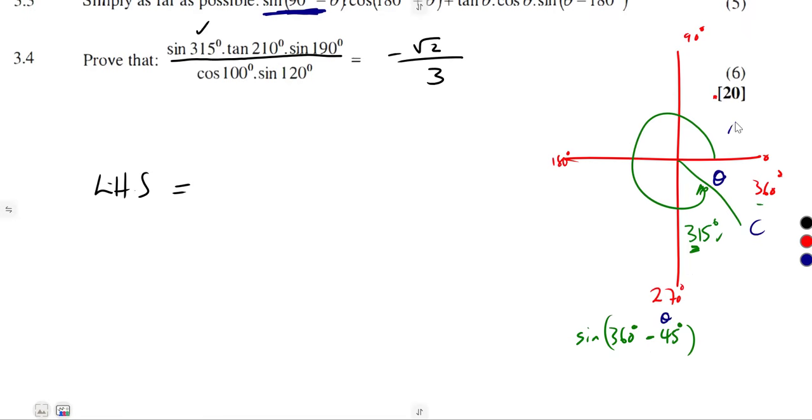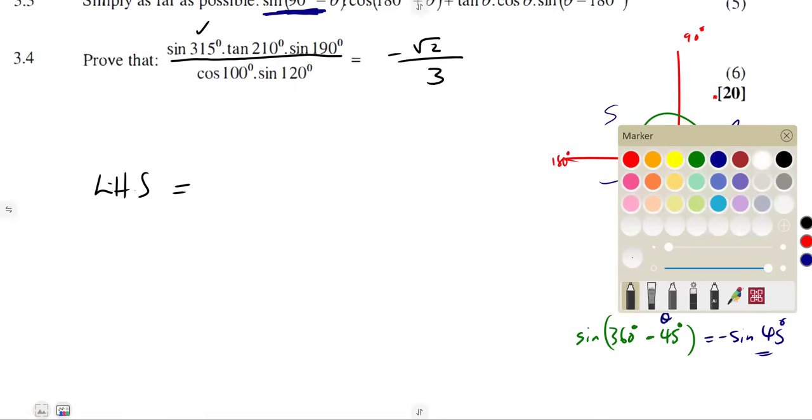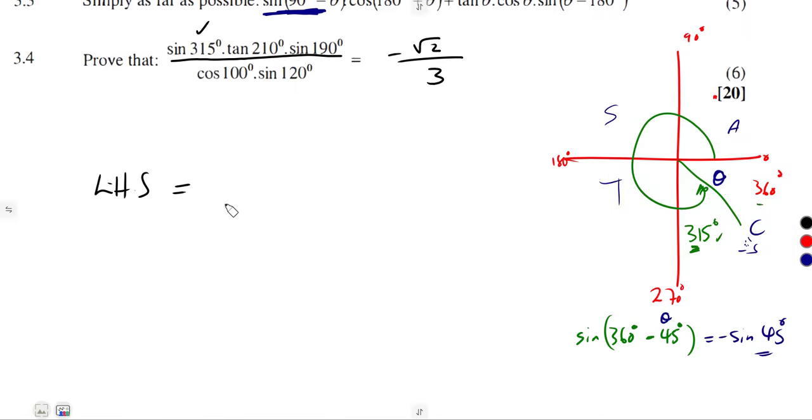So what are we going to have at the end of the day, guys? In this quadrant, sine is what? Negative. So that's negative sine theta, negative sine 45. Our theta is what? 45. So this whole thing that we are seeing, sine 315 is what? Negative sine 45 degrees in simplest form, times the tan of 210.